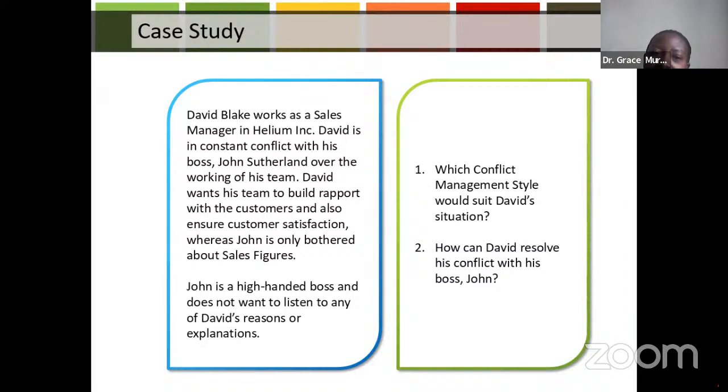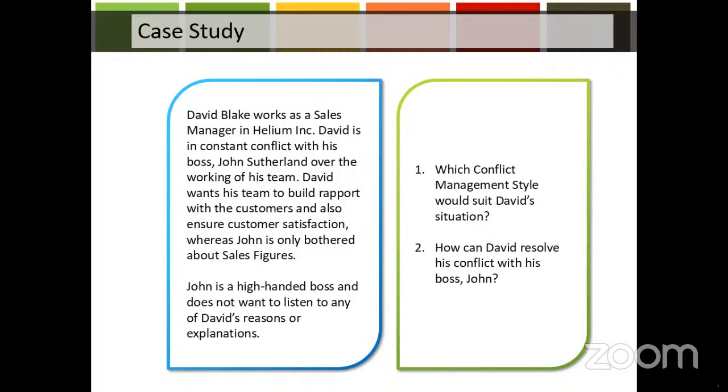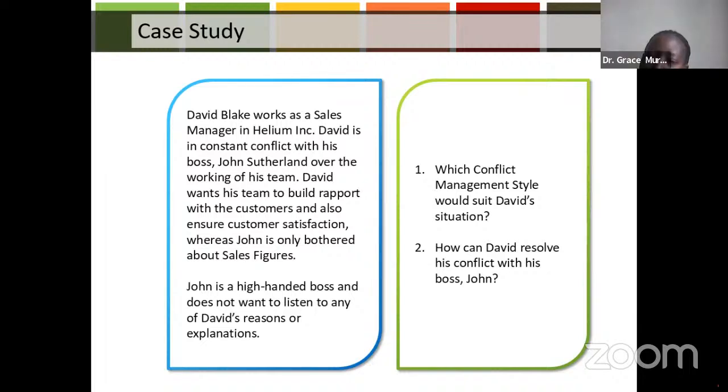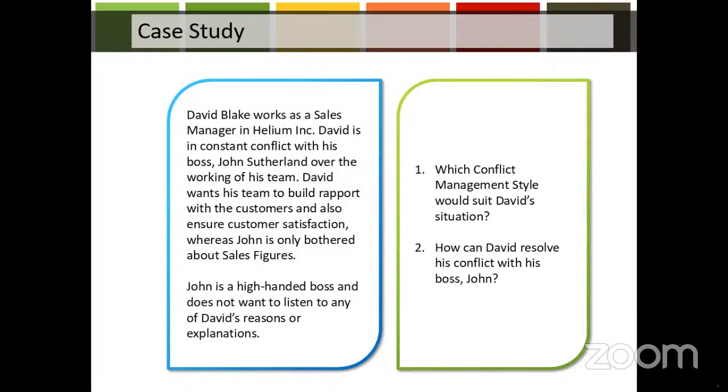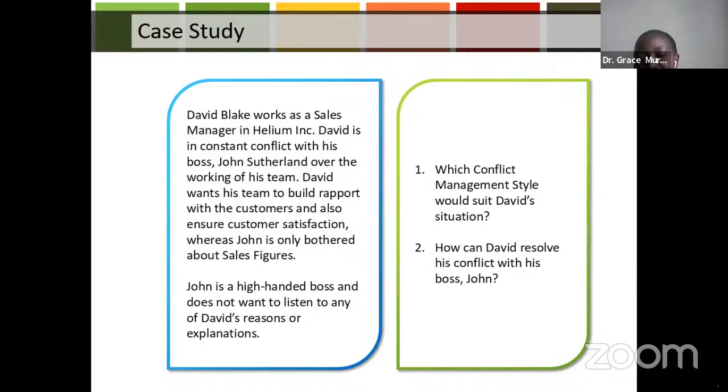Good. Daniel, I see your hand is up. Daniel? Daniel Moasa? Okay, I don't know, his hand is up, but I think he's not there. Any other person? Anyone else? What do you think? How do we make John come to the table?